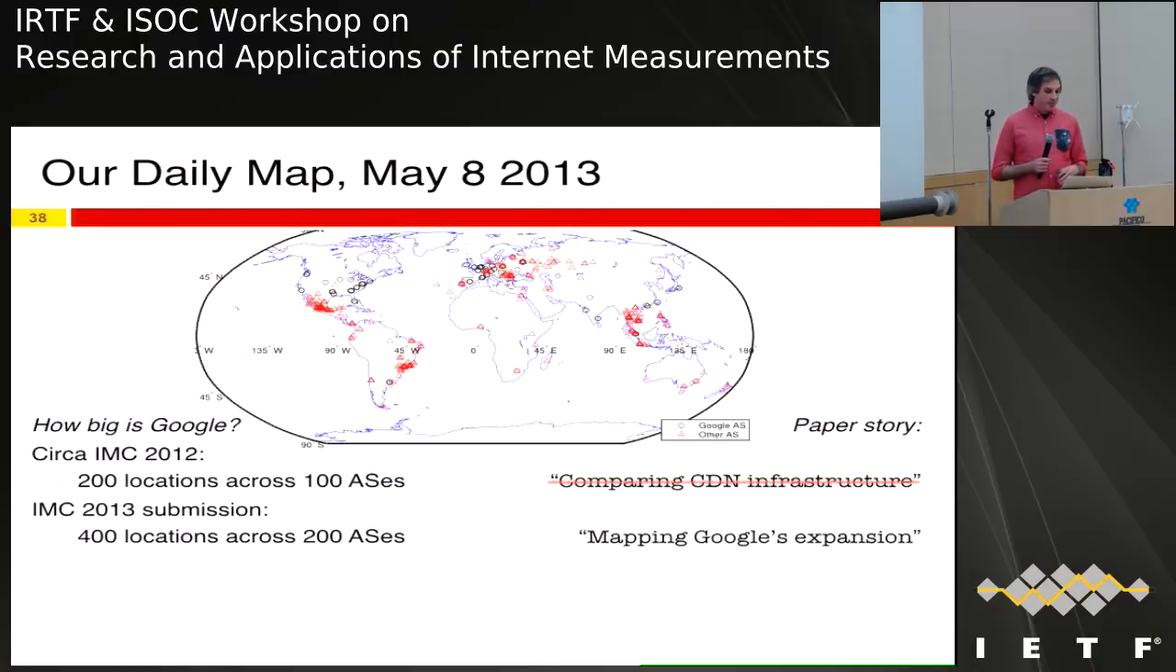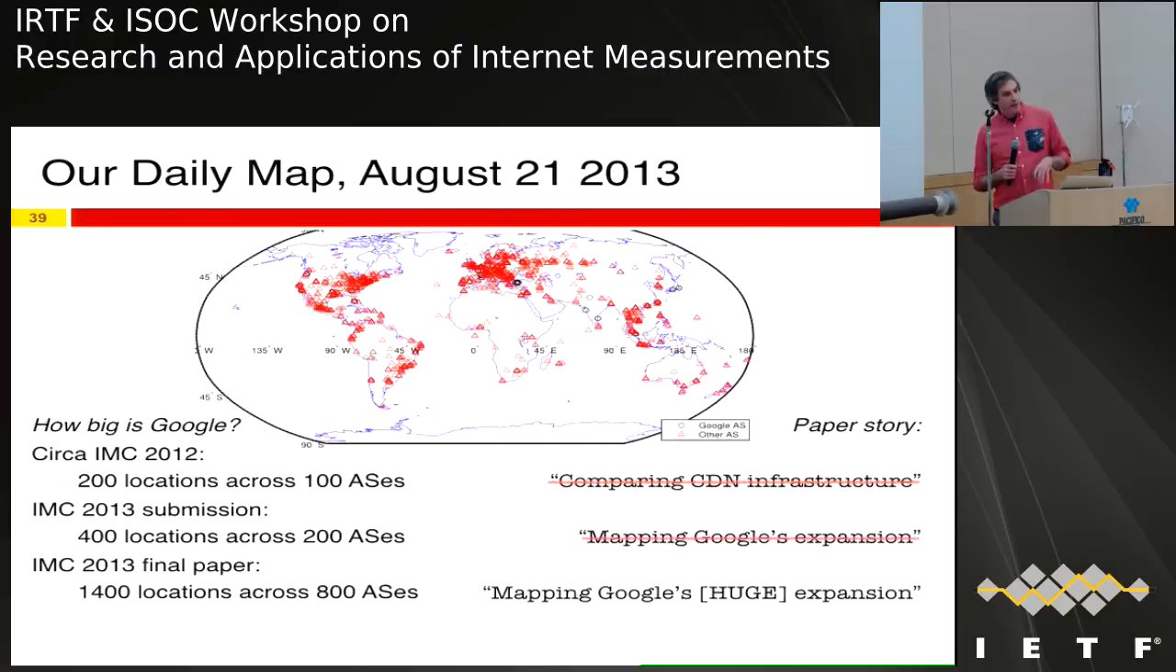A week before the IMC submission deadline, we noticed that there had been like a doubling in the number of locations. So we scrapped our initial paper, rewrote it from scratch, and wrote a paper instead about this big expansion we'd seen. It seemed more interesting. We continued making the measurements while the paper was under review. And by the time we submitted the final version for the conference, it had gone from like a doubling to a 7-fold increase. And we again scrapped the paper and had to rewrite it because the results no longer held.